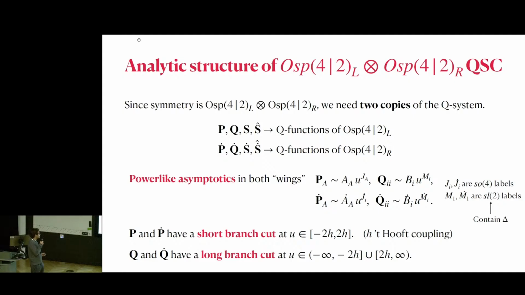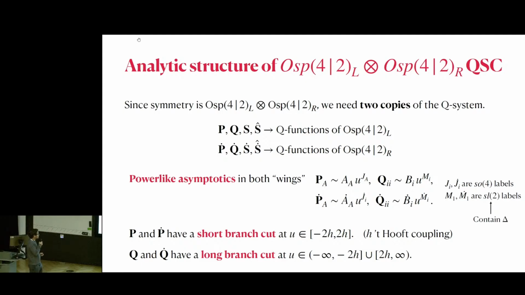Finally, you have to impose some branch cut structure, and this is very similar to the other quantum spectral curve models. P and P dot will have a single short branch cut on the real axis between -2h and 2h, where h is the 't Hooft coupling of the dual CFT.